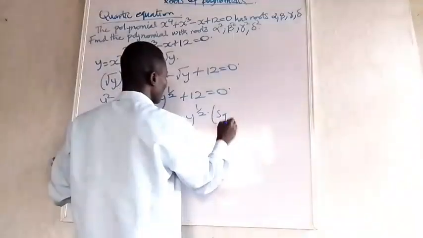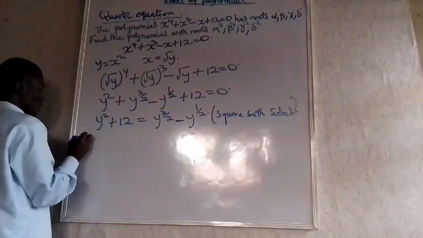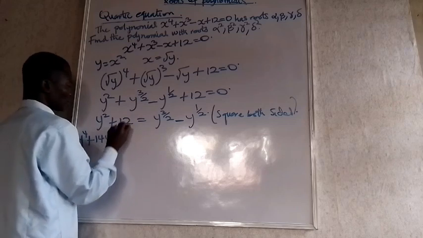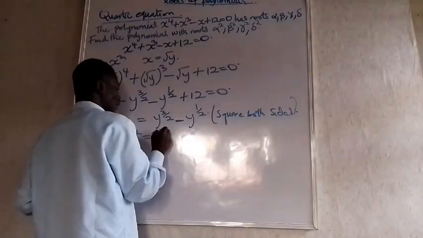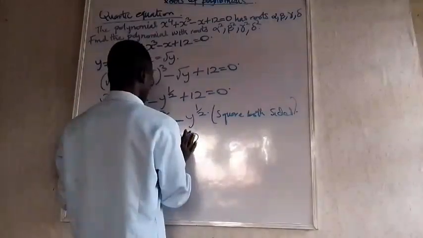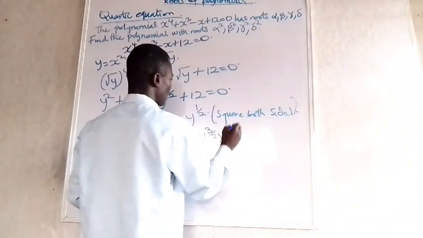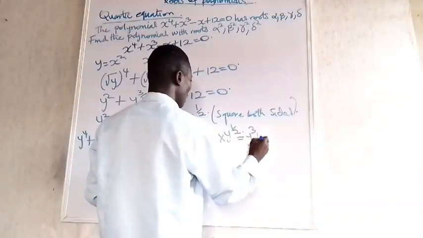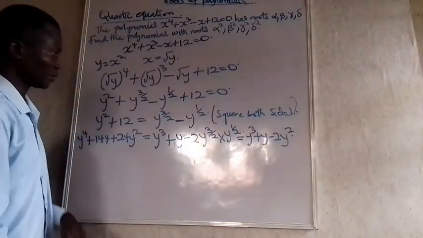Now let's square both sides. This is going to give us y raised to the power 4 plus 144 plus 24y squared. This one is going to give us y cubed. This one is going to give us y. Minus 2 into y raised to the power 3 over 2 times y raised to the power 1 over 2. And by the time you do this one, you see that this will give us y squared, y cubed plus y minus 2y squared. So then you add this one, it's going to give you 2.